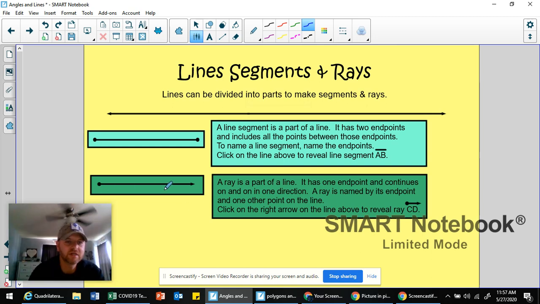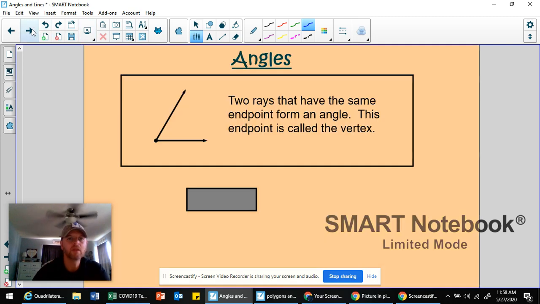So this is an example of a ray. Notice what looks different about it. We have an endpoint on one end and an arrow on the other end, meaning it goes on and on forever in that direction. It stops here. So again, if we take our scissors and we only cut it in one spot and we took that out, this is where your endpoint would go, and this is your arrow. So this would be an example of a ray. Okay? All right, moving on.